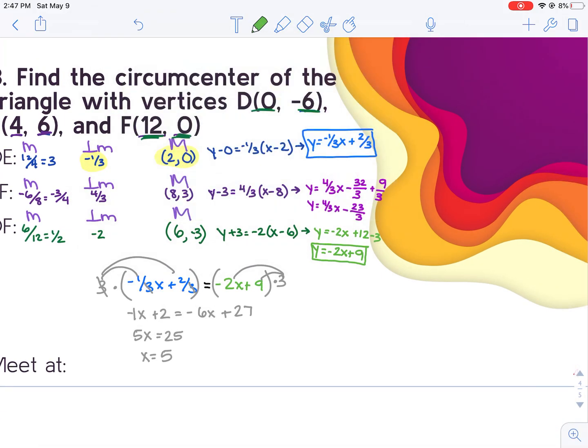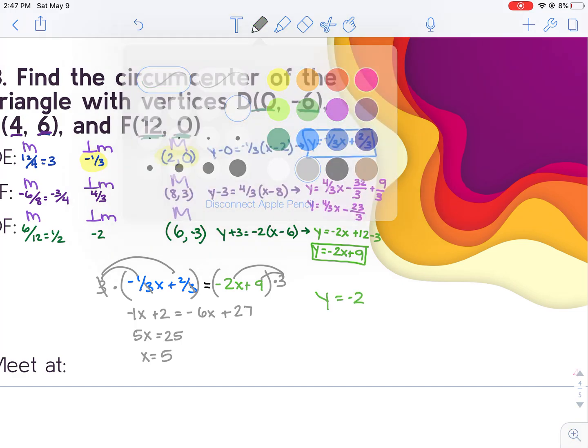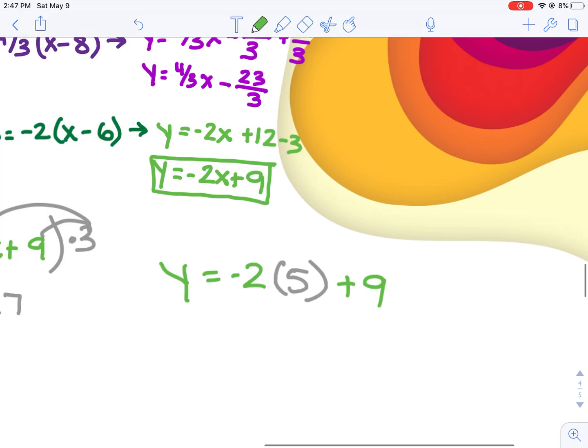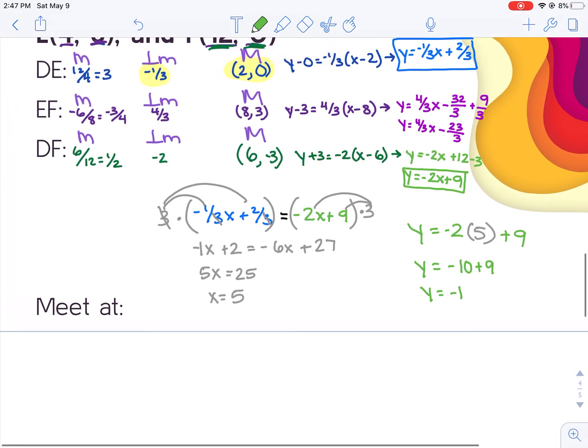Again, I think that green equation is the nicest one. So I'm going to use y equals negative 2 times 5, plugging that x value I just solved for in, plus 9. So I'll get y equals negative 10 plus 9, which means y must equal negative 1. So my final answer, as an ordered pair, is my x value 5 and my y value negative 1.